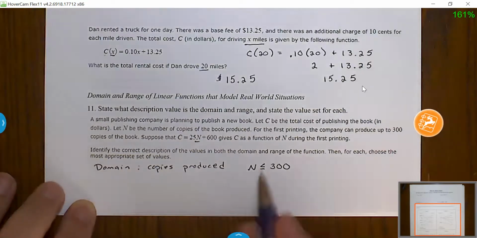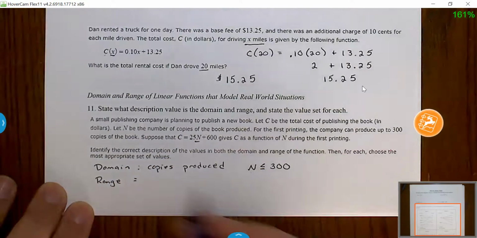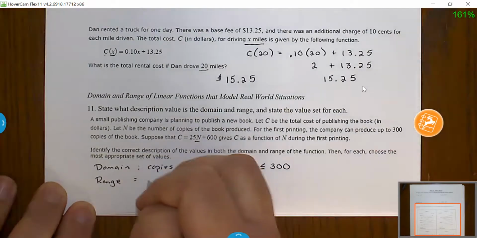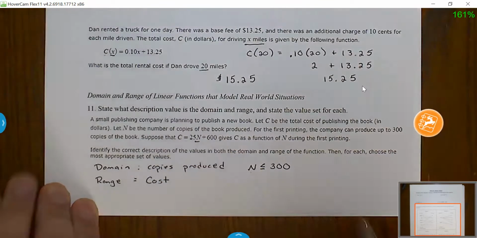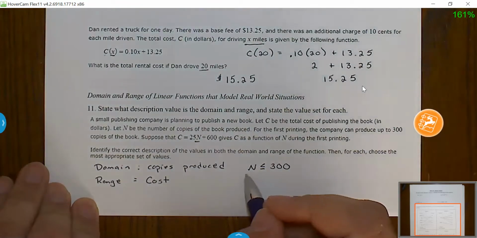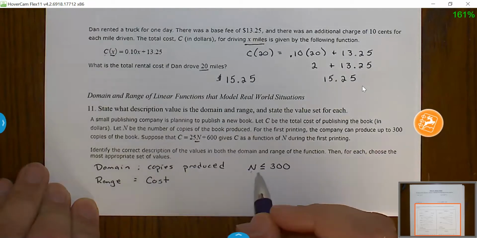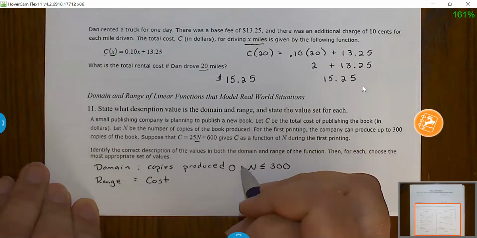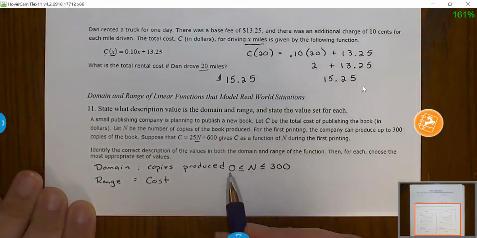Now, when we're dealing with our range, that's our output, that's our cost. Let C be the total cost of publishing the book. So range would be the cost. Now, we have to look at it this way. Actually, N has a limit here. We can't produce a negative amount of books. We can produce 0 to 300 of them. So we're from 0 to 300. You can't produce a negative amount of books, which is why that 0 is needed here.